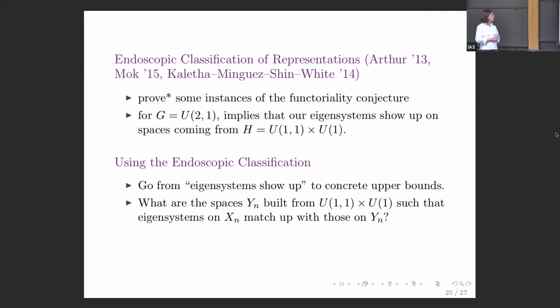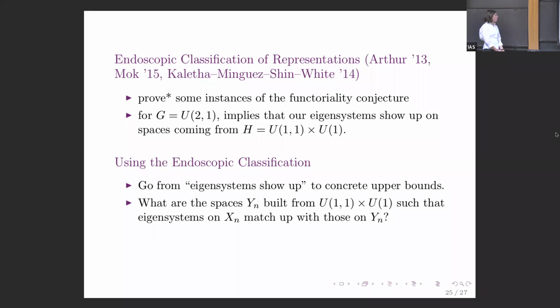Okay, proves is because there are a lot of people who've promised they would publish the missing details, and not done yet, but the experts seem to think that it's coming. So I treat, for example, this endoscopic classification of representations. That's pioneering work of Arthur, and then was extended to unitary groups. At first proved for orthogonal and symplectic groups by Arthur, and extended for split unitary groups by Mok, and then to all unitary groups by Kaletha-Minguez-Shin-White. Arthur proved the case for symplectic groups. And orthogonal, yeah. Okay. But quasi-split. Only quasi-split.